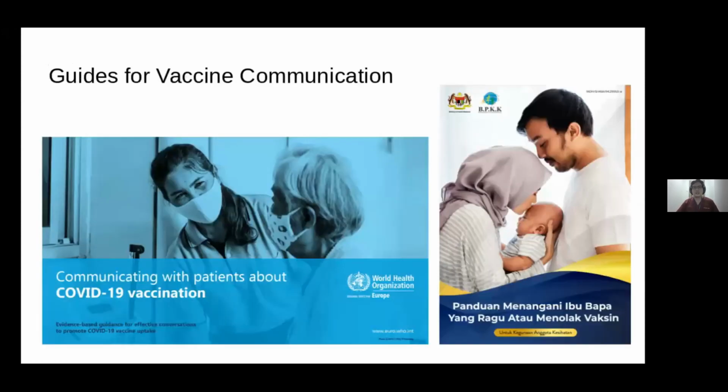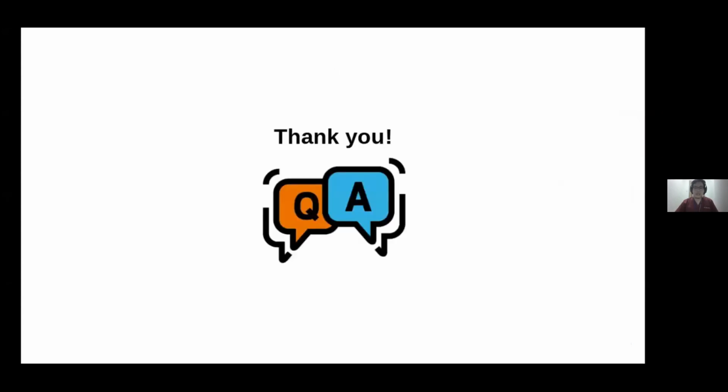These are two examples of guides for vaccine communication. On the left-hand side is the COVID-19 vaccination communication module, which is available online, published by WHO. On the right-hand side is our local guidebook, published by Bahagian Pembangunan Kesihatan Keluarga MOH, for vaccine hesitancy among parents who are hesitant about their child's vaccination under the National Childhood Immunization Program. With that, I would like to end my presentation and thank you for listening.